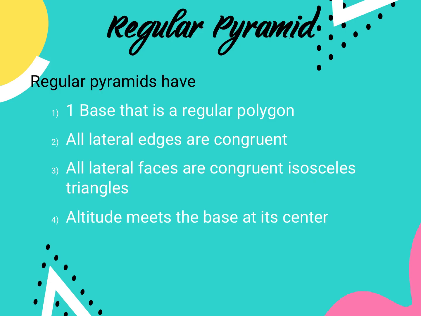So here is what we're going to be doing, or what the definition of a regular pyramid is. And a regular pyramid, remember the word regular means all sides and all angles are going to be the same. So when it's a regular pyramid, the base shape is a regular polygon. And then all the lateral edges of that base are going to be congruent. All the lateral faces are going to be congruent isosceles triangles. And then the altitude is going to meet the base at its center. And I'm going to show you a picture of it on the next slide and show you where that altitude is located.